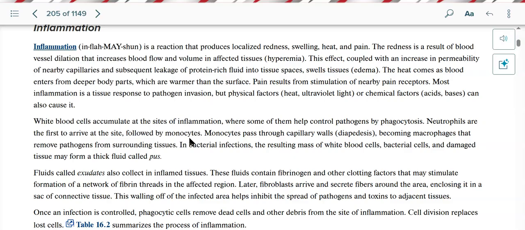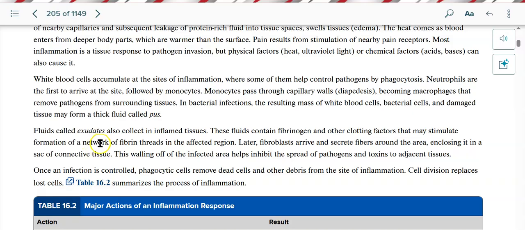Monocytes can pass through capillary walls in a process known as diapedesis, and once they're out of a blood vessel, they're referred to as macrophages, and they will remove pathogens from surrounding tissue. With a bacterial infection, the resulting mass of white blood cells with the bacteria and damaged tissue can form the thick fluid known as pus.